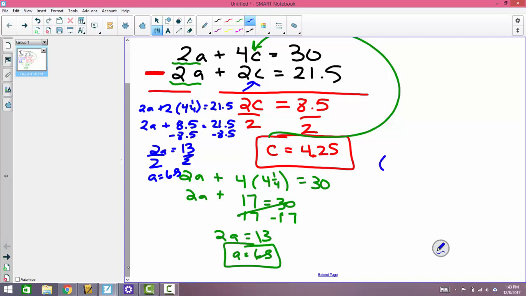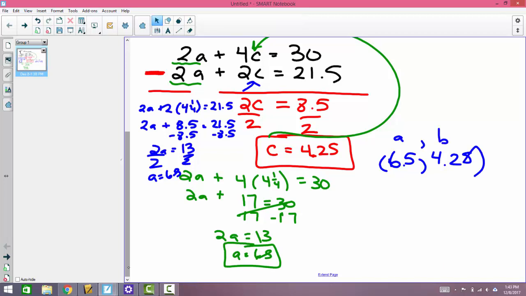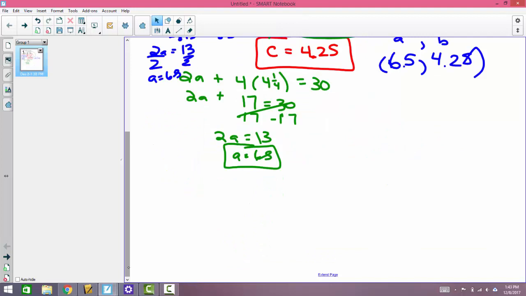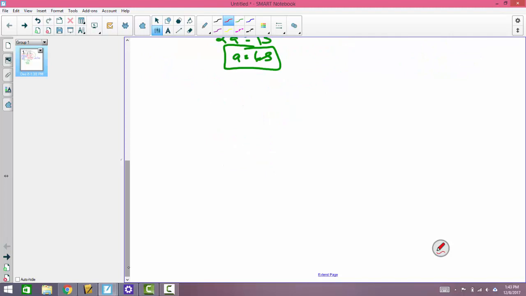So you can be 100% certain that your ordered pair solution is 6.5 for the A and then 4.25 for the C. So this point is where these two things cross. Elimination. Line them up and either add or subtract to get rid of one of the letters, because you want to have two equations with one letter so that you can solve for that.